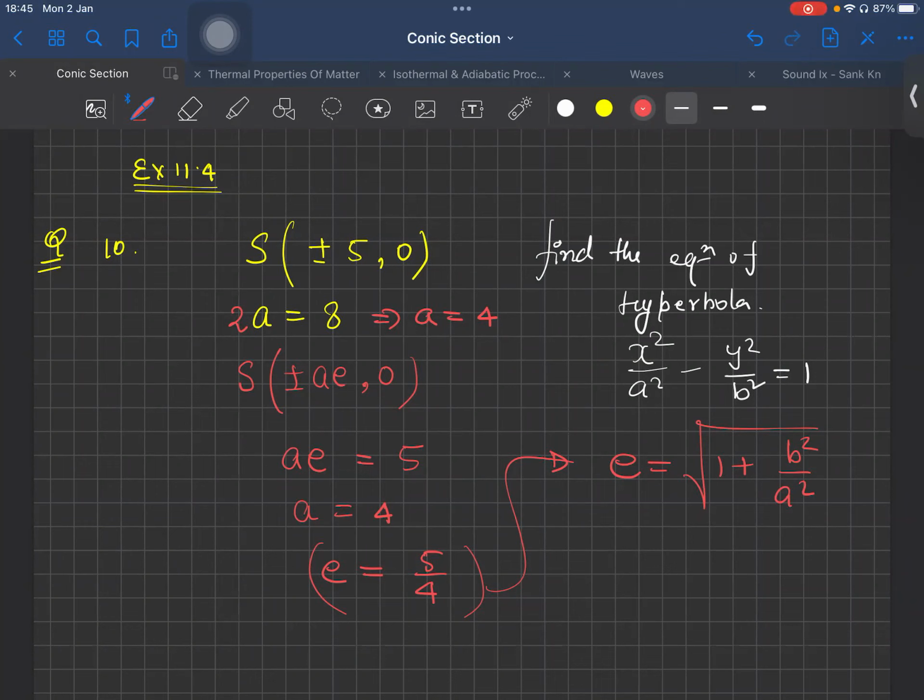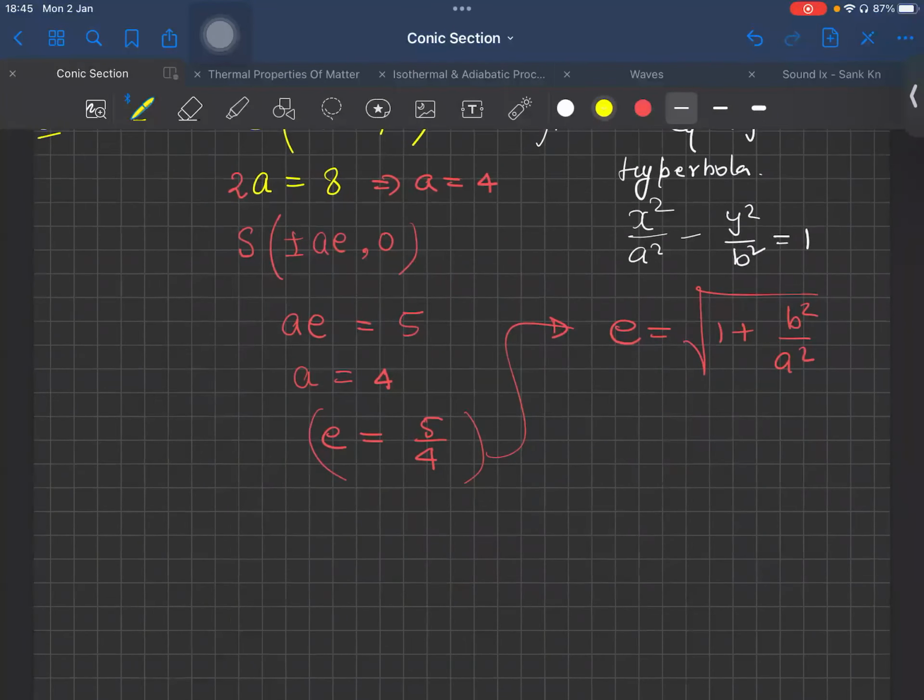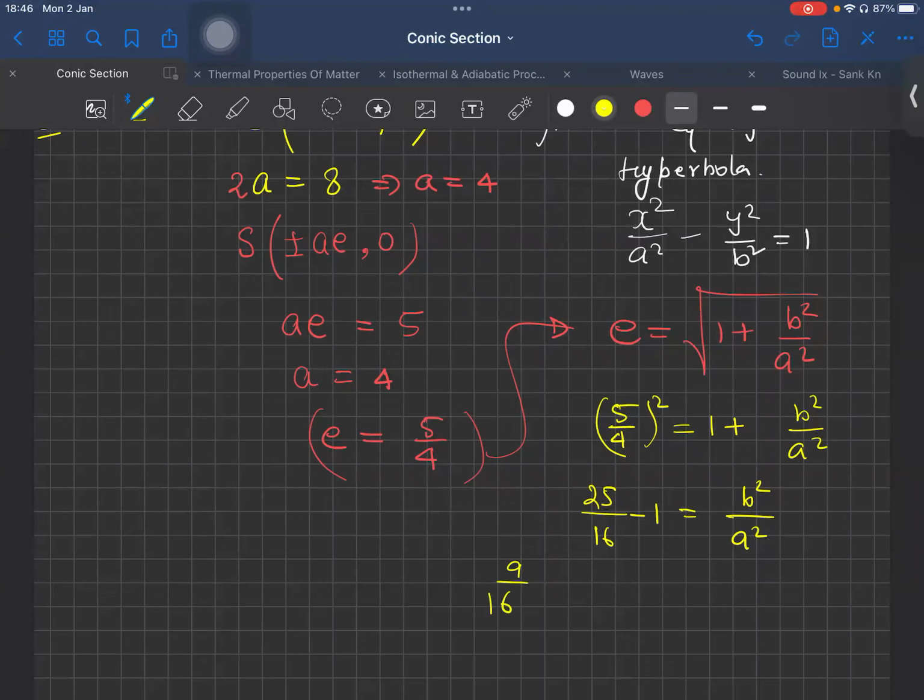Yeah, how much you got? Anyone, please tell me, B is how much? So this will be 25 by 16 minus 1 is equal to B square upon A square. This will be how much? 9 upon 16. 9 upon 16 multiplied by A square.